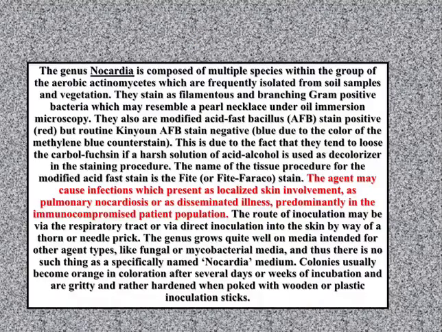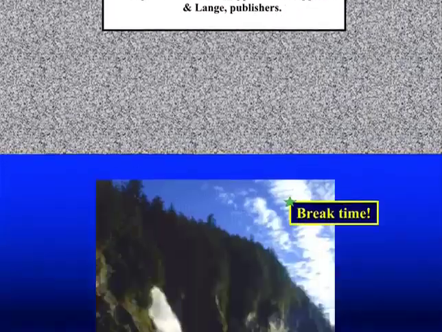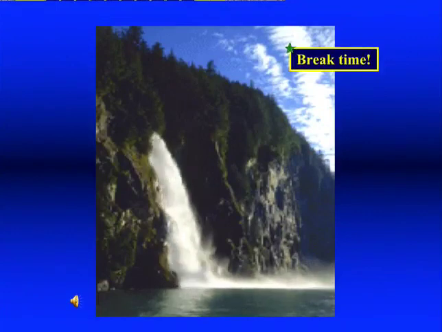I give you some information, and just in the interest of time, the agent may cause infections which present as localized skin involvement, as pulmonary nocardiosis, or as disseminated illness, predominantly in the immunocompromised patient population, with a reference. That's all we can cover in the interest of time.